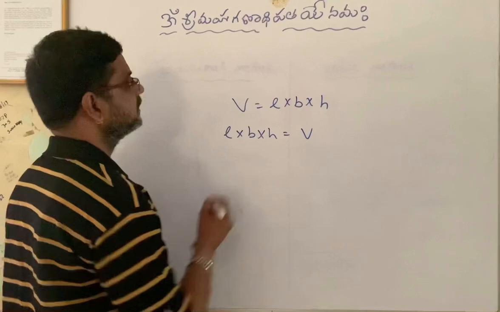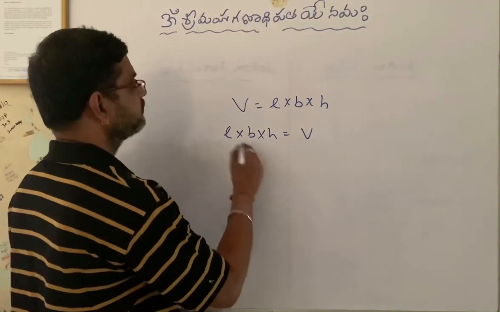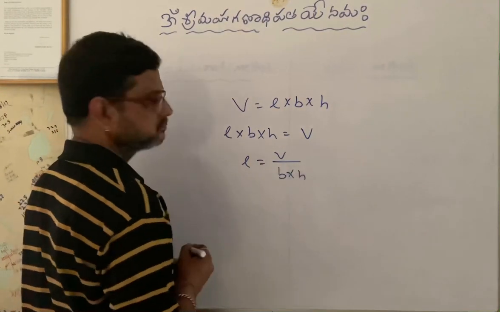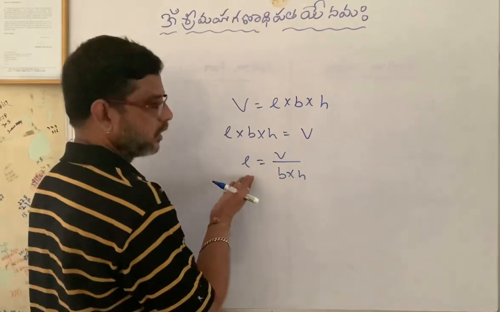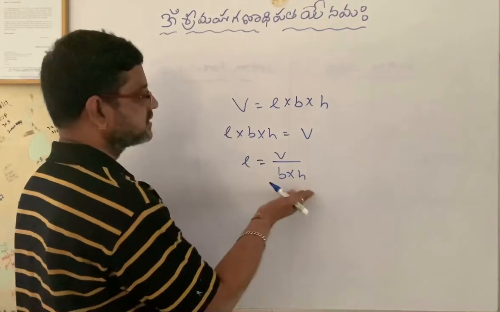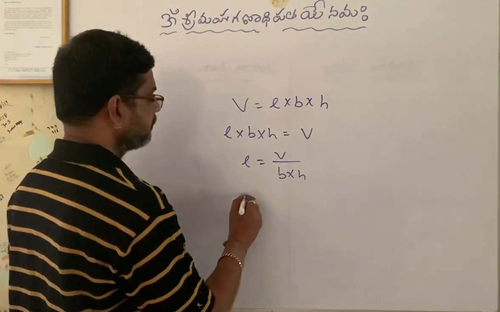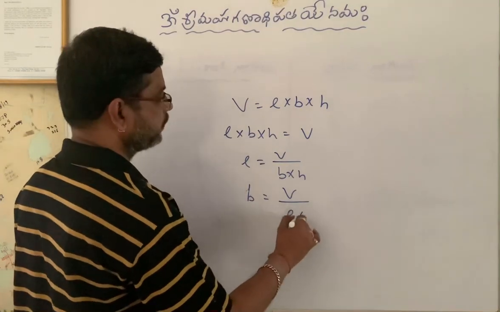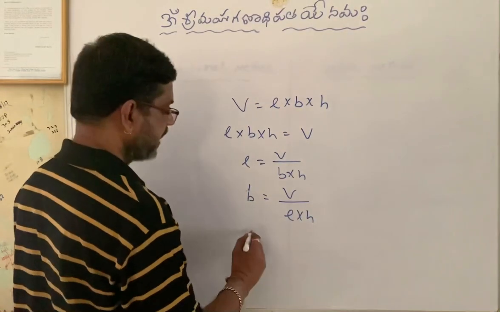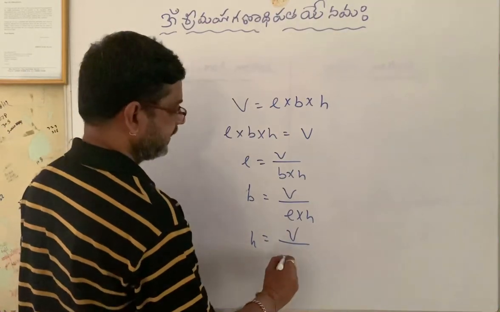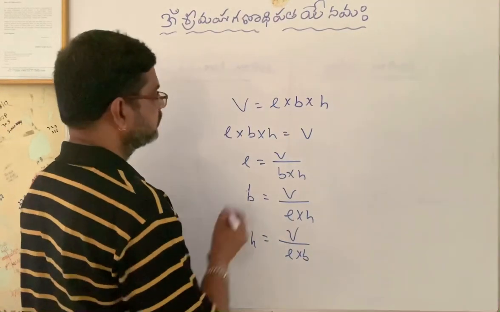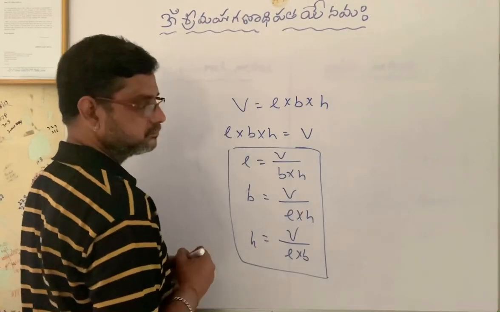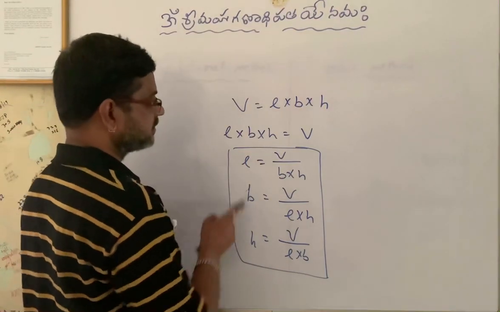We know that. Now, from this, L is equal to V by B into H. So L is the subject because L is standing alone on one of the sides of the formula. Then B is equal to V by L into H. Then H is equal to V by L into B. So the remaining 3 variables are also subjects, meaning they are standing alone on one of the sides of the formula.